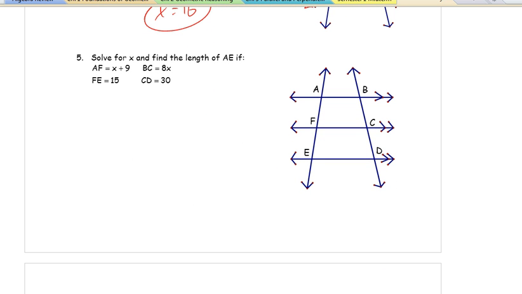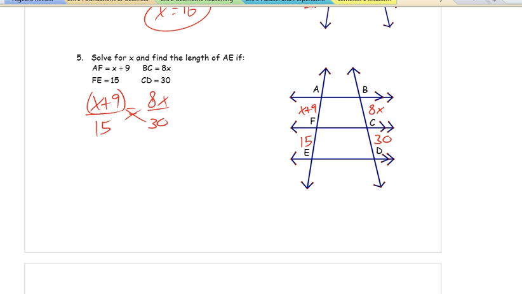Let's look at another one. Solve for x and find the length of AE if AF, again, make sure you label, x plus 9, FE 15, BC 8x, CD 30. So you don't have any missing sides, you just need to be able to find x and then find the length of AE. Again, pretty easy setup. It is written there for you in the order you need to put it in. X plus 9 over 15 is equal to 8x over 30.